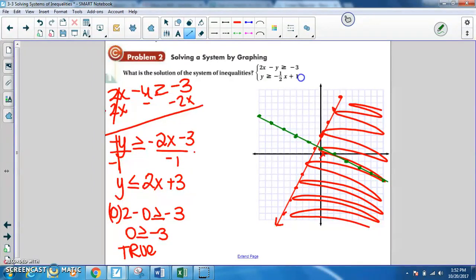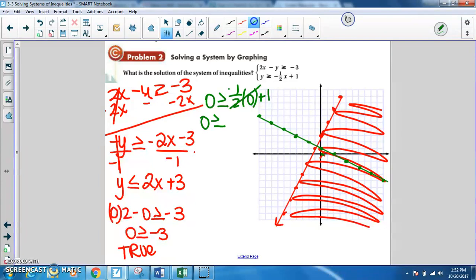And now I need to figure out where I'm shading. So I pick 0, 0. Is 0 greater than or equal to negative 1/2 times 0 plus 1? Is 0 greater than or equal to 1? Since this is false, I need to shade on the opposite side of the green line. So I'm going to shade on top of the green line.